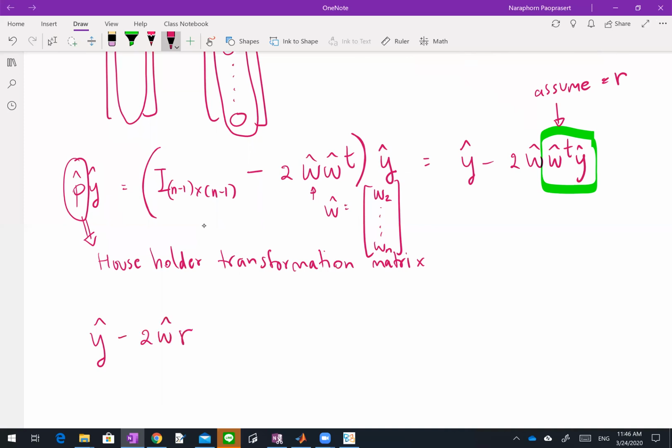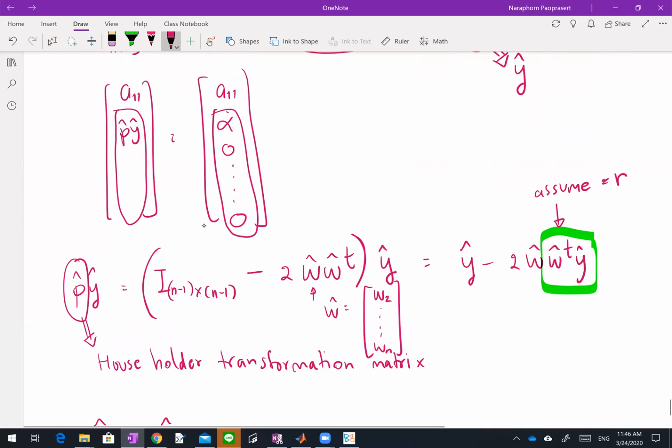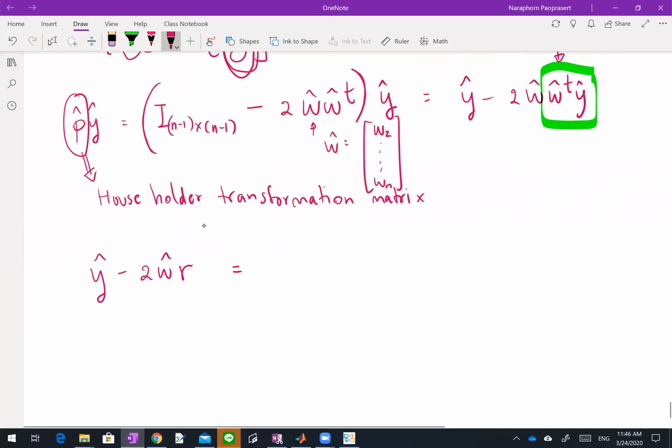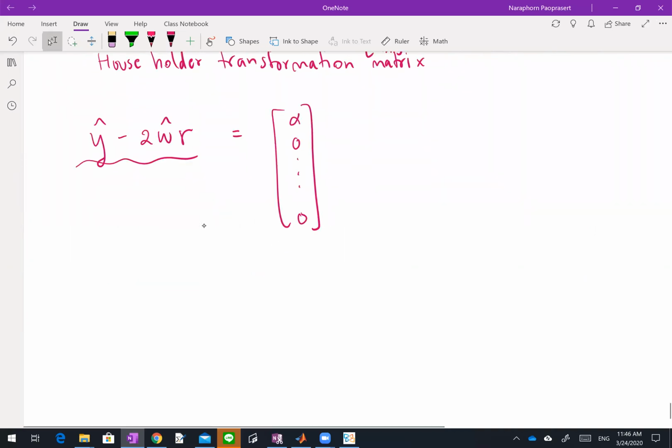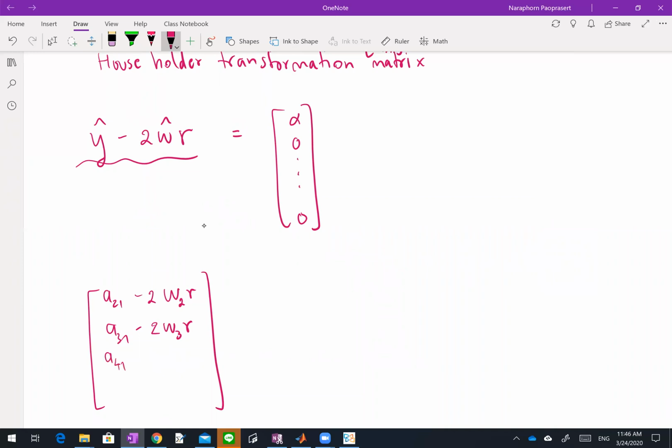This is going to be equal to this one: alpha, 0, 0, 0, 0. So you want it to be equal to alpha and then 0. So if you expand this, y hat minus 2w hat r. Y hat is just basically a21 minus 2w2r, a31 minus 2w3r, a41 minus 2w4r, and so on, an1 minus 2wnr. This is equal to alpha, 0, 0, 0, 0, 0.